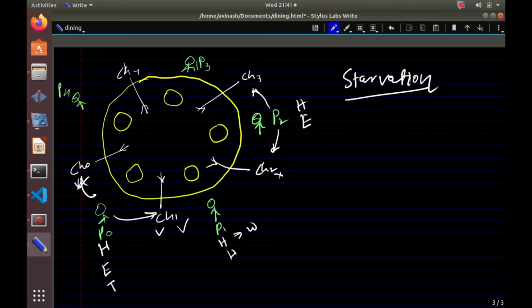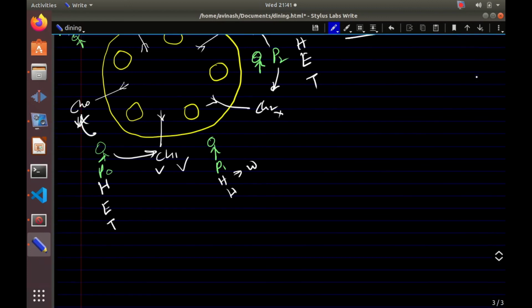is occupied by P2. Then let us consider that philosopher 2 has released this chopstick and entered into the thinking state. And meanwhile, P0 has entered into the eating state. So this chopstick is now released, but it is acquired by P0. So P1 will still be in the hungry state. The same thing is happening, repeating again.